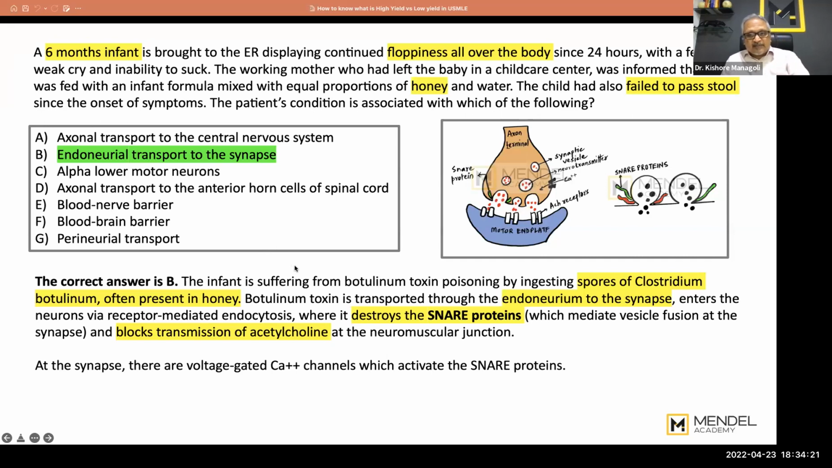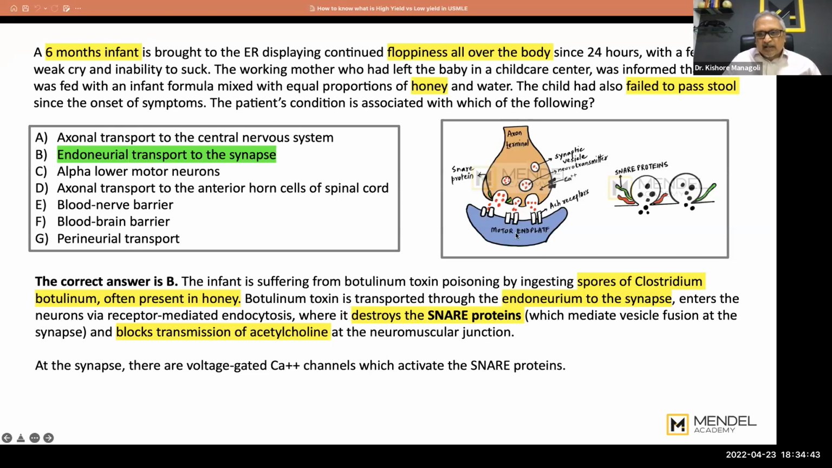Now, this appears to be a very simple question in that sense. I mean, why would endoneurial transport be high yield in the first place? That itself seems to be very low yield. Why are the question writers asking this type of question? So in order to understand this, let me first explain to you about the neuromuscular junction.